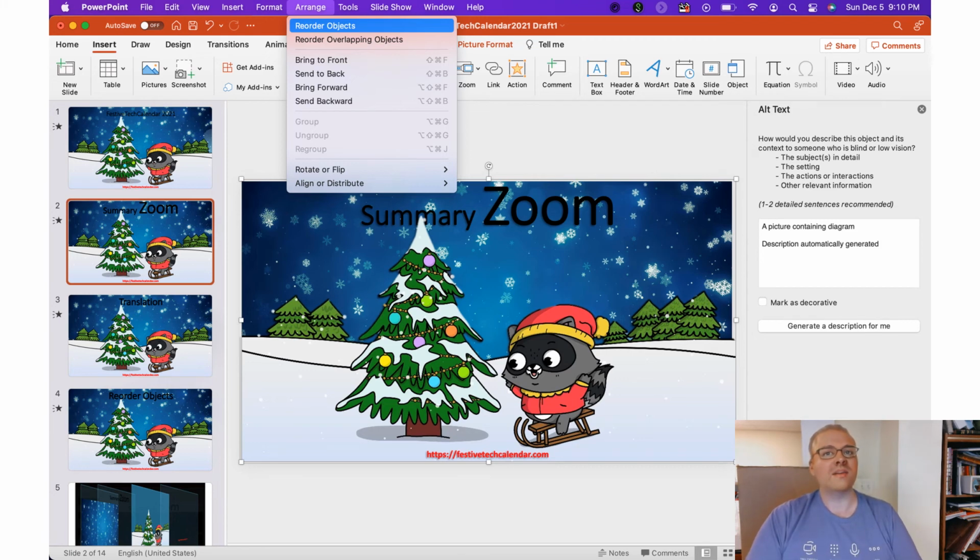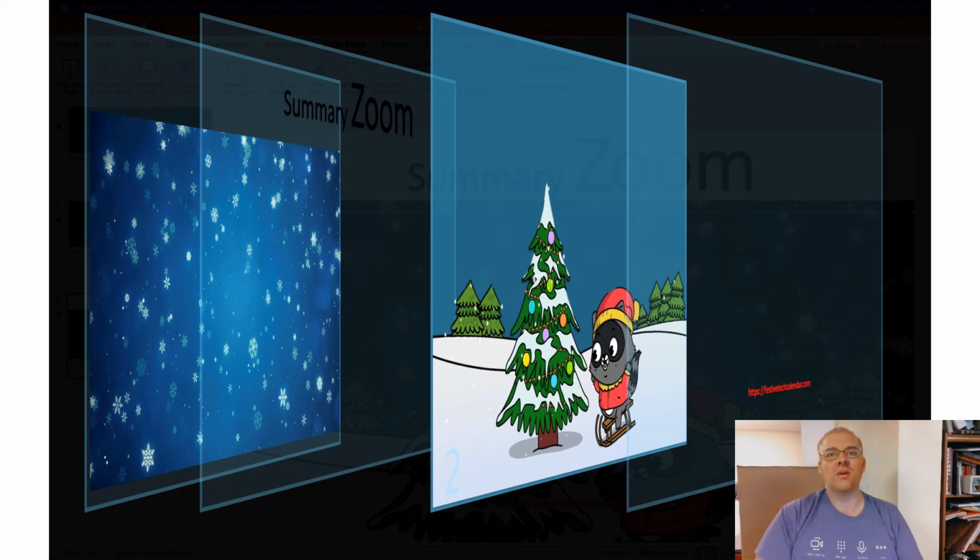But what I can do with reordering objects is make it very visual in taking maybe summary zoom, the title, and moving that layer to the top so that I can click on it and change the title of the slide. You can see Festive Tech Calendar is the top layer here. And then the graphic, and then the summary zoom, and finally my video. If I want to be able to click at the top on summary zoom and select it, all I have to do is.